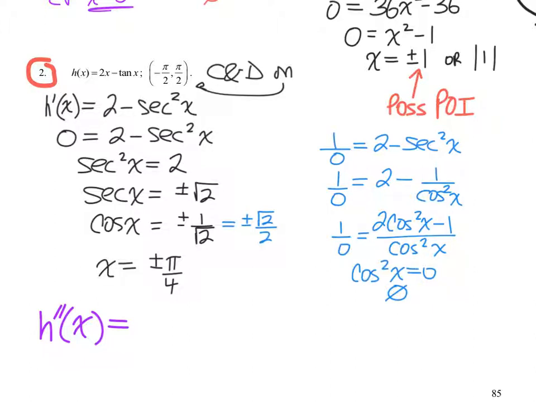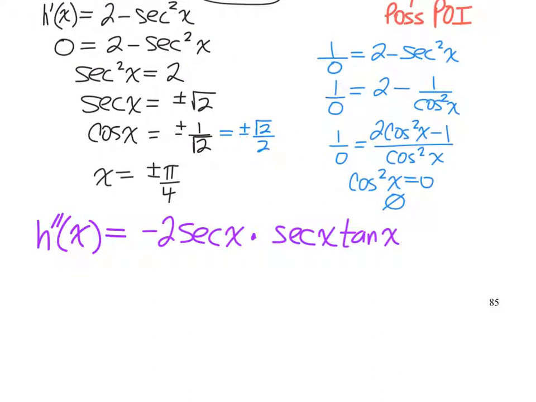So the 2 would go away. It would be -2 secant x times the derivative of my inner function, which is secant x. So secant x becomes secant x tangent x. All right, so you can clean it up if you need to.